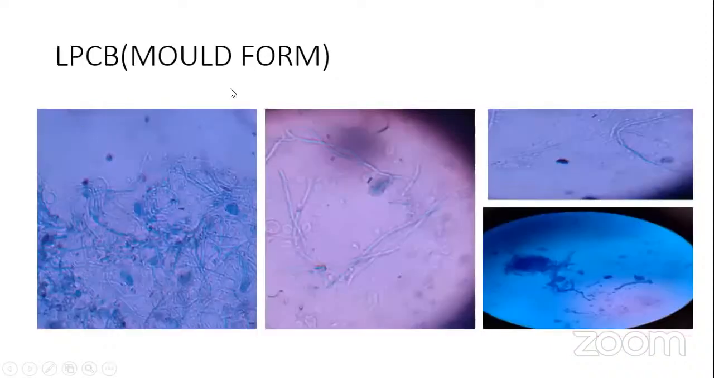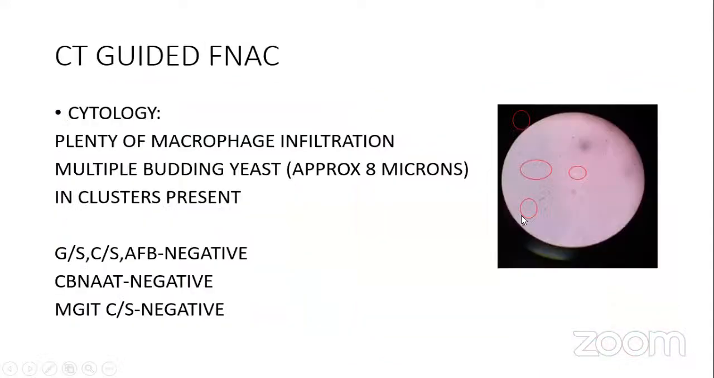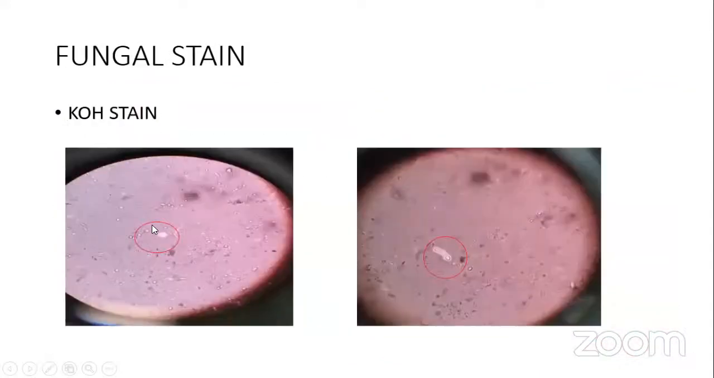So this was the LPCB, where we could see the conidial form or the mold form, the microconidia, which are fairy form in nature. Multiple conidial forms or mold forms were present. So this was identified to be a Blastomyces. And the previous one, which we have seen here, this is actually the Cryptococcus.